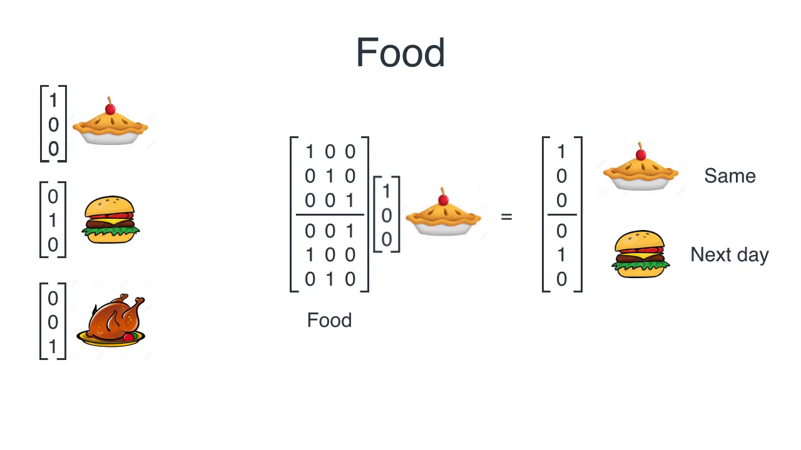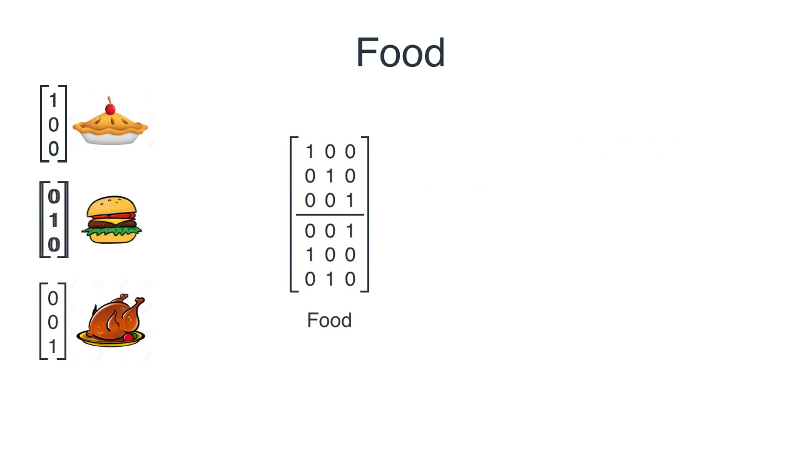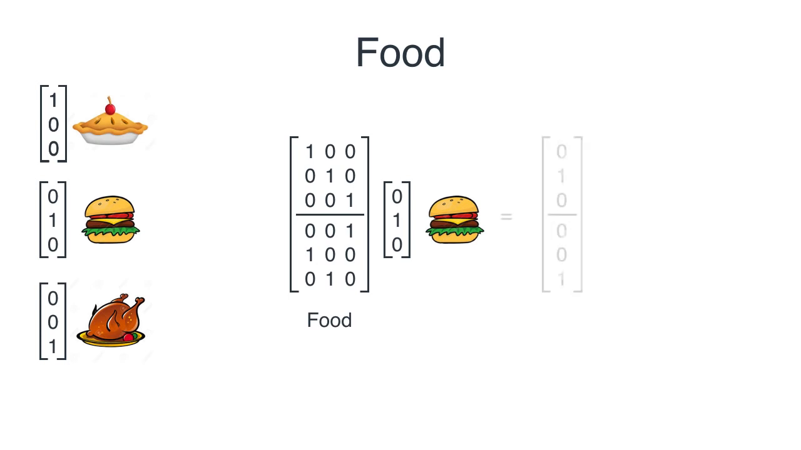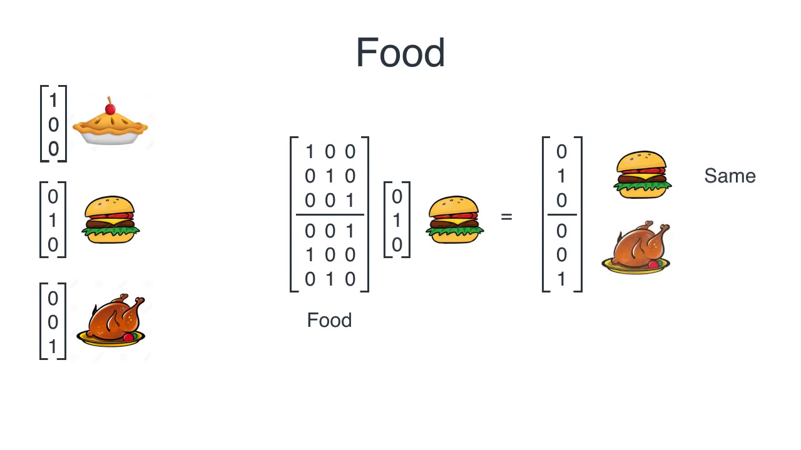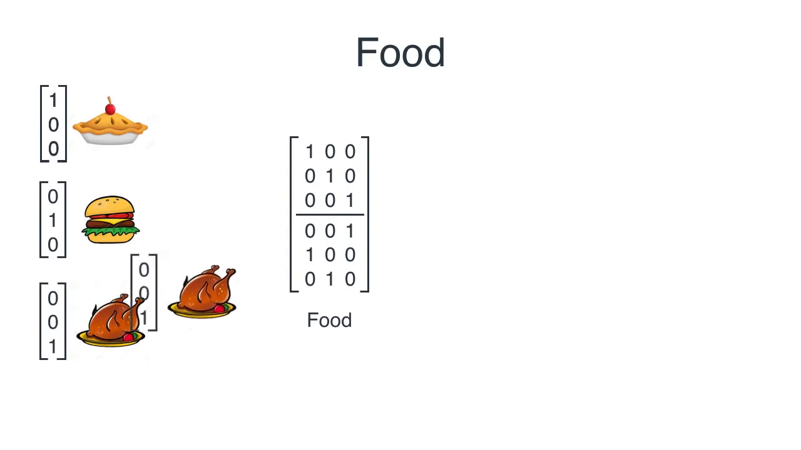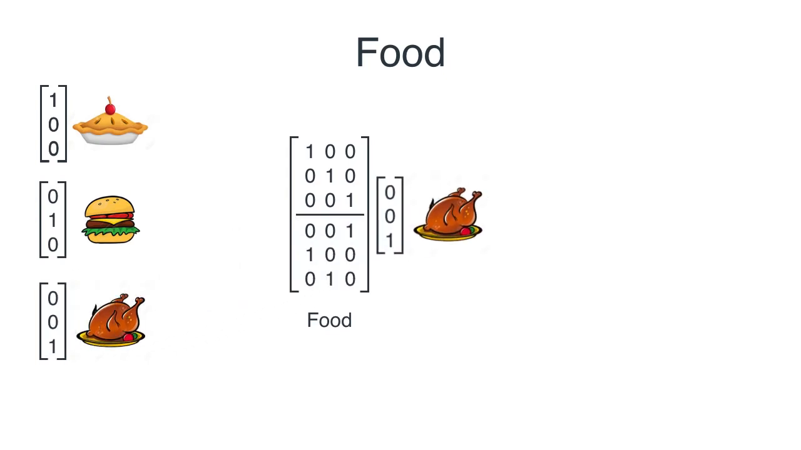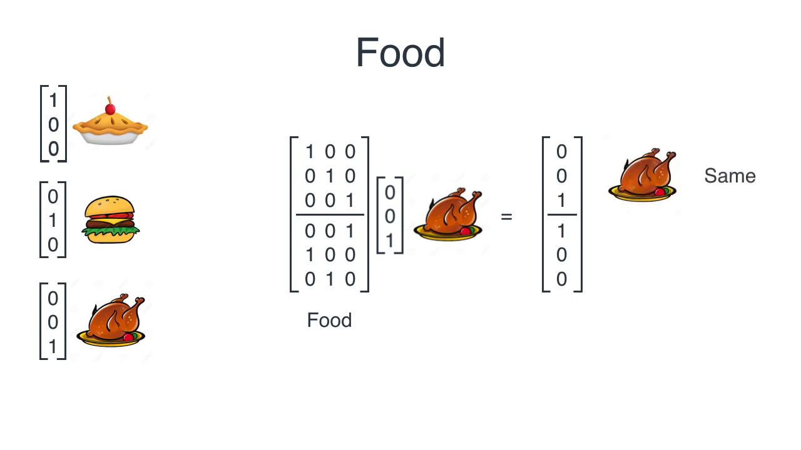For redundancy, let's look at another example. If I multiply this matrix by the burger vector, I get this, which is a concatenation of the burger, which is the food for the same day, and the food for the next day, which is a chicken. And finally, if I multiply the matrix by the vector corresponding to a chicken, I get the concatenation of the vector corresponding to the chicken, which is the food for the same day, and the apple pie, which is the food for the next day.